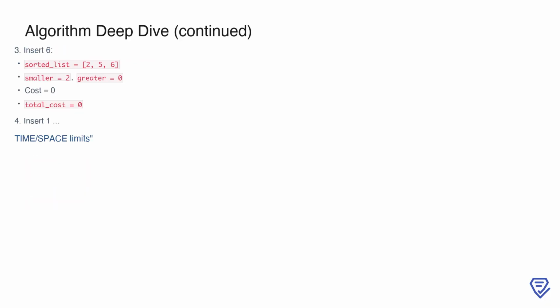Now, we insert 6 into the list. The sorted_list becomes 2, 5, 6. For 6, there are two elements smaller than it, so smaller equals 2, and no elements greater, so greater equals 0. The insertion cost for 6 is the smaller of these values, which is 0. The total_cost stays at 0. Finally, we insert 1, but the computation details are not shown here. This example highlights the inefficiencies of the brute force method, especially as the size of the sorted_list grows. Optimizations using advanced data structures would significantly reduce the time complexity, making the algorithm feasible for larger inputs.